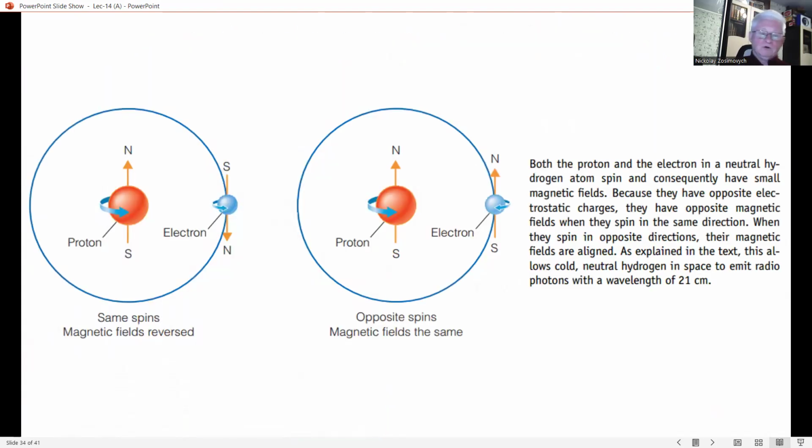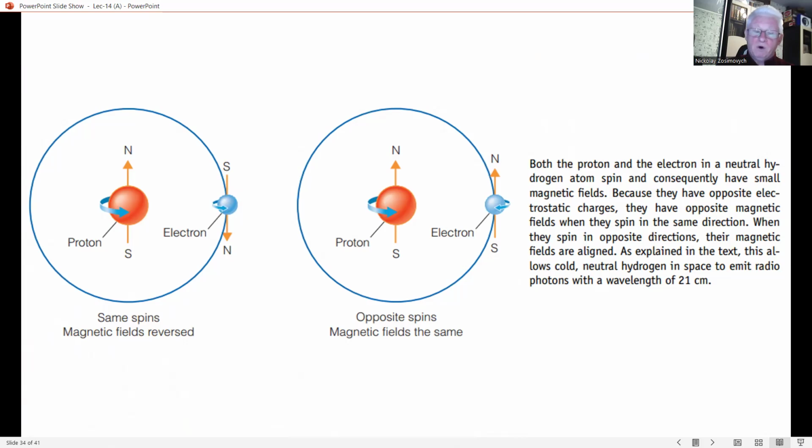One way to explore our galaxy is to use radio telescopes to map the distribution of neutral hydrogen. Fortunately for astronomers, neutral hydrogen in space is capable of radiating photons with a wavelength of 21 centimeters. This happens because the spinning proton and electron act like tiny magnets, as shown in this slide.